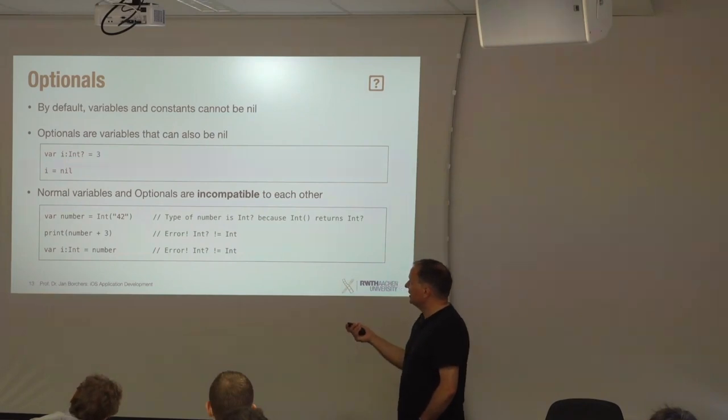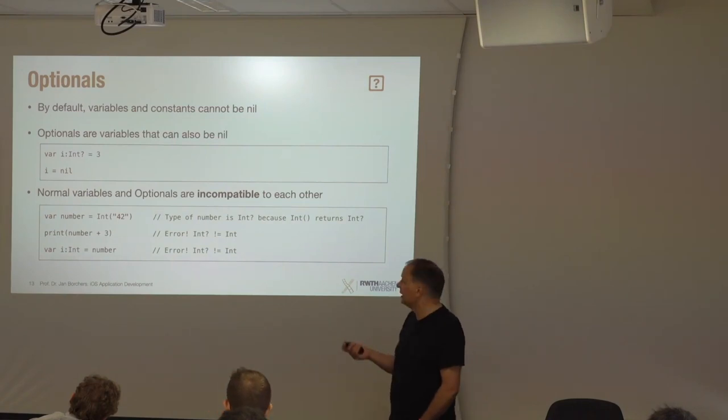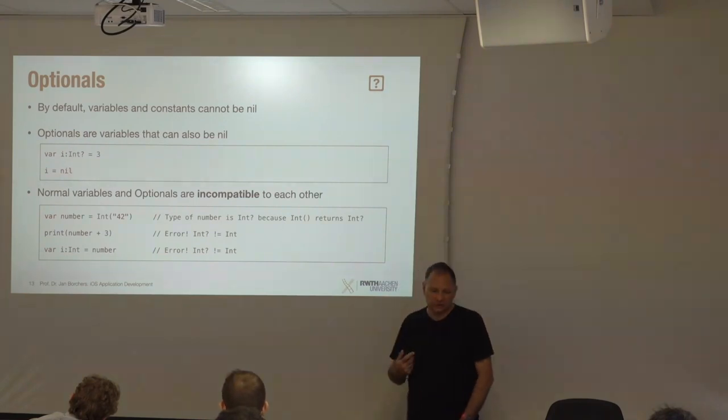And here's how you do that. Basically, i, in this case, is not a normal integer variable, it's an integer optional, meaning it can be any integer value, like normal integers, or nil. Okay, so I can set it to 3 initially if I want to, and then later set it to nil, and that's fine. This would not work if the question mark wasn't there. Right? This marks the optional.